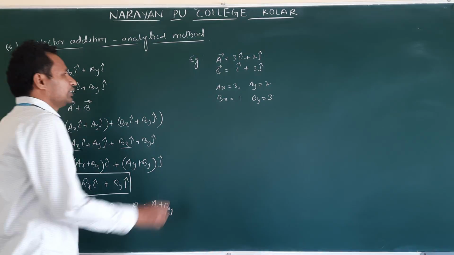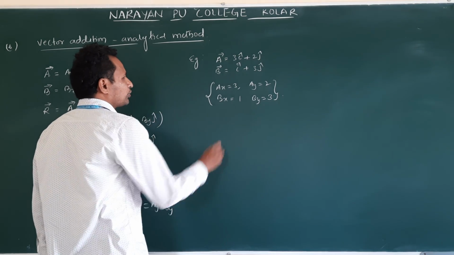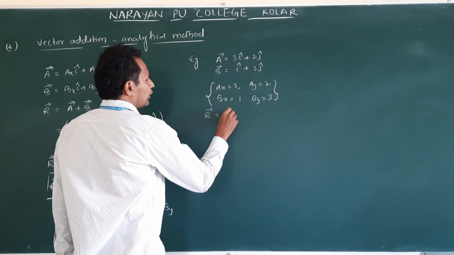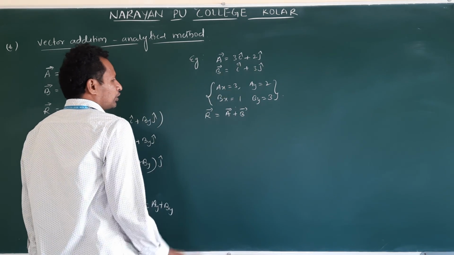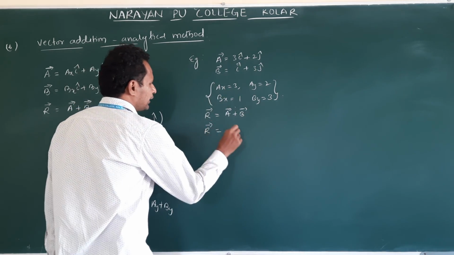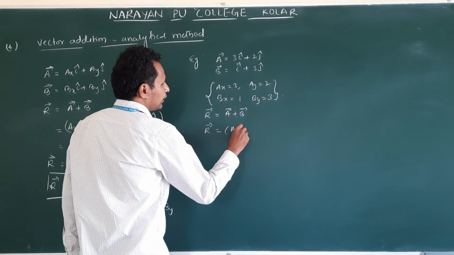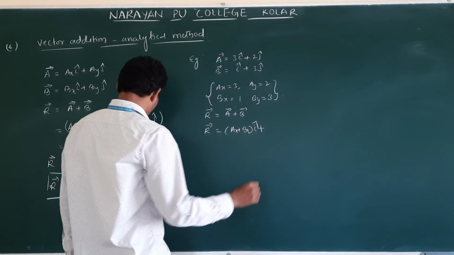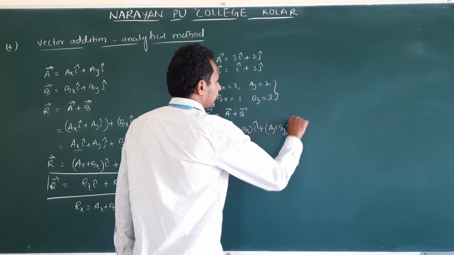Clear? This is one way, taking directly. Or if you are not interested to take directly, how do you take? R is equal to A plus B. Okay, then R is equal to, what did we get here? Ax plus Bx I cap plus Ay plus By j cap.